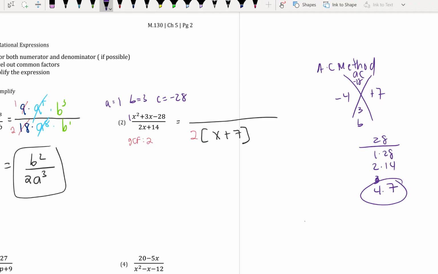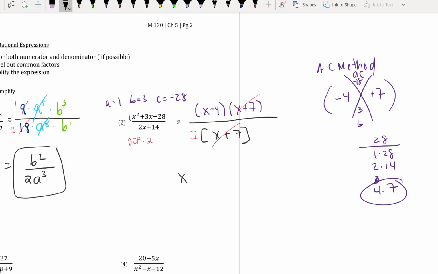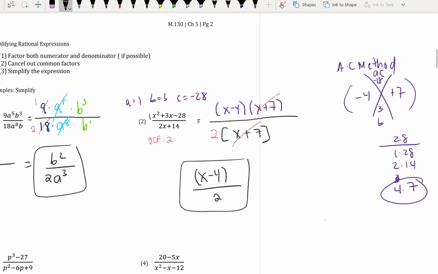So once I have that, I know exactly what's going to go inside my parentheses because that leading coefficient is 1. So I'm going to rewrite this as my x minus 4 and my x plus 7. So now I can see that both top and bottom have an x plus 7 that I can cancel out. So now I'm going to rewrite this as x minus 4 over my 2. And that is my answer, simplified as much as possible.